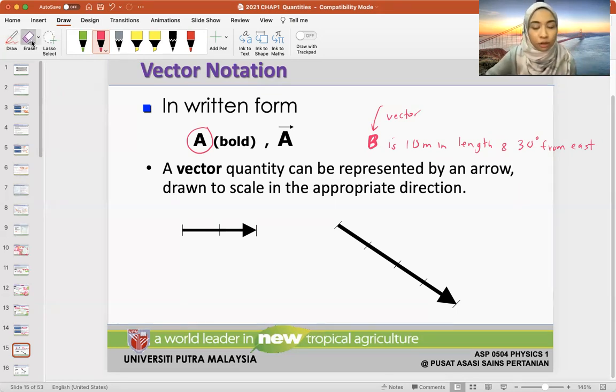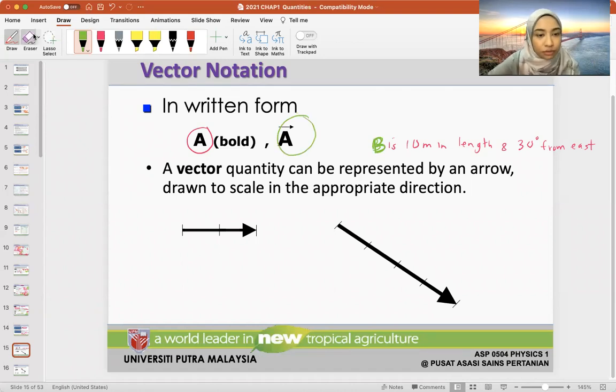But if they did not bold it, okay, if they did not bold it, it's just like regular letter. I would just say B is 10 meter in length and 30 degrees from east, even though there's a direction associated with it, but they did not bold it, so it does not count as a vector. Faham tak? So this is the correct way if you want to describe a vector. You have to make it bold. If it's not bolded, it's not a vector. You're not actually describing a vector. Kena bold ataupun letak this arrow on top.